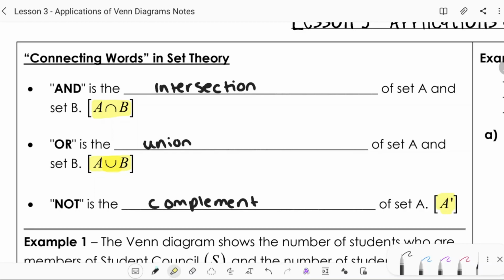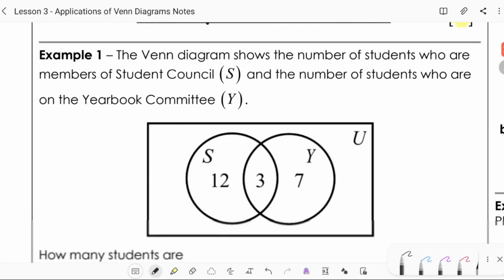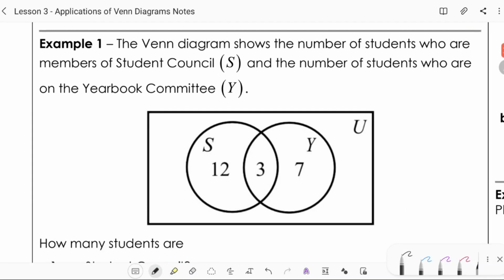The Venn diagram below shows the number of students who are members of student council, so set S. Remember, this whole circle here is set S. Everything contained in this means that this is the number of people on student council. This whole circle here is set Y. Everything contained in here means the student is part of yearbook committee. And they're part of the universal set, which is just pretty much students in student council or yearbook.